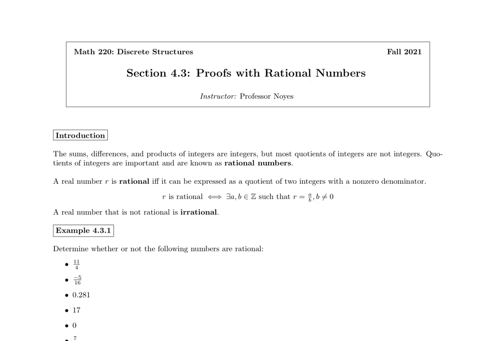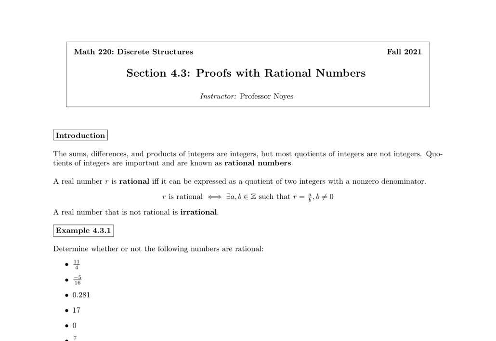In sections 4.1 and 4.2, we talked about a type of number called a rational number. If you remember, a rational number is a ratio of two integers. Oftentimes we call these fractions. So we're also going to need to learn how to write proofs that operate with said fractions or rational numbers. That is the goal of section 4.3, proofs with rational numbers.